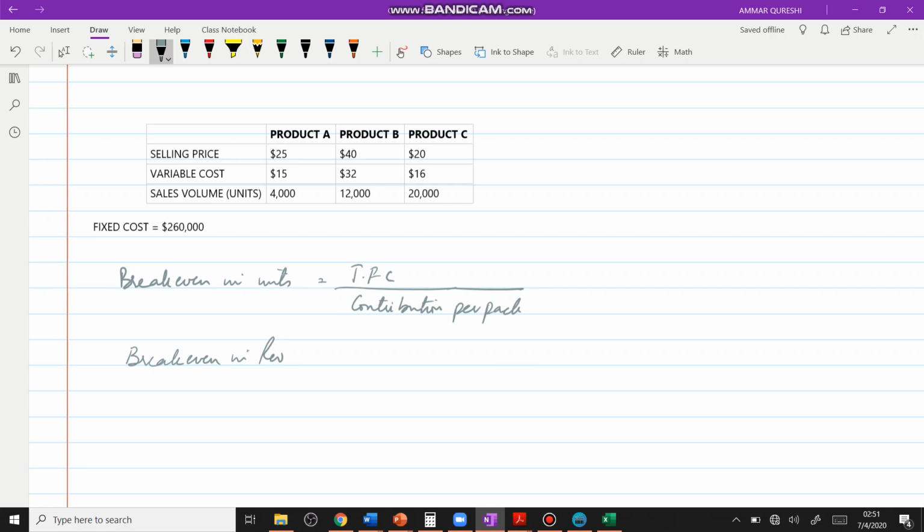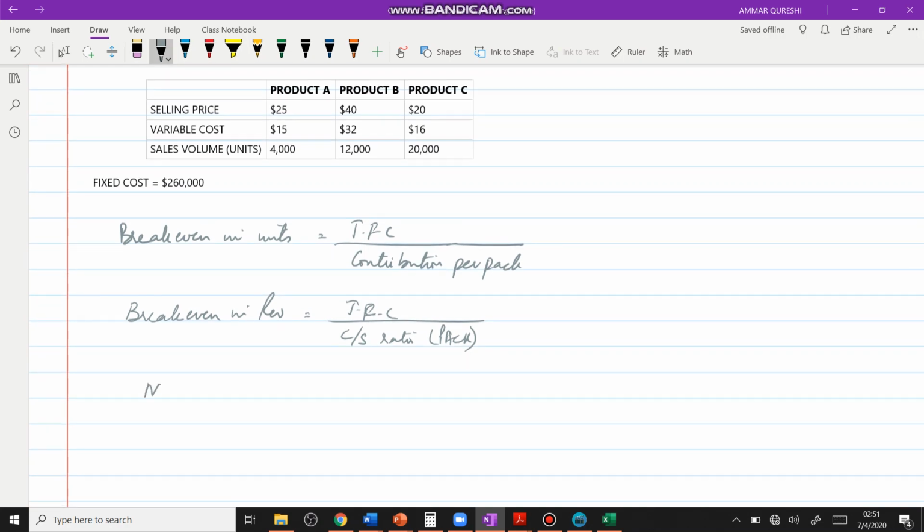Similarly, if someone wants to calculate break even in revenue, then we will consider total fixed cost in the numerator and divide it by the CS ratio of the pack, right? And if I want to calculate the margin of safety, that formula will remain same: budgeted sales minus break even sales. And margin of safety in percentage is equal to budgeted sales minus break even sales divided by budgeted sales, right? So the only formula which will change is the break even.